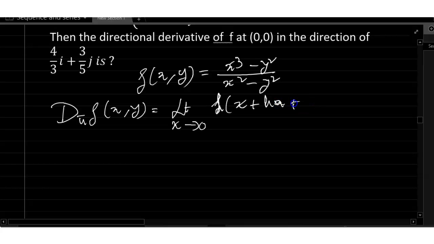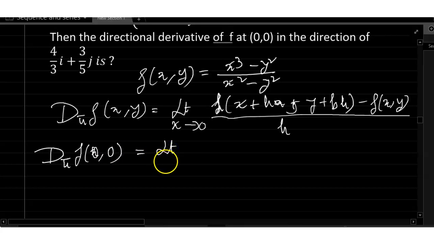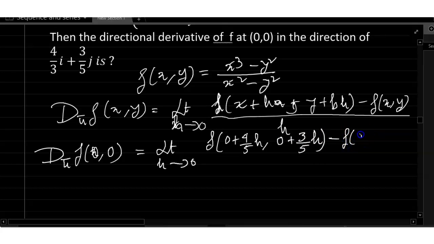plus y plus bh) minus f(x, y), divided by h. So friends, I can write this way: D_u f at (0, 0) is equal to the limit as h tends to 0 of f(0 + (4/5)h, 0 + (3/5)h) minus f(0, 0), divided by h.